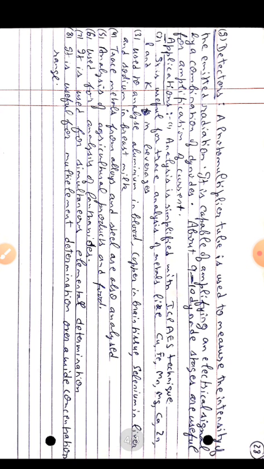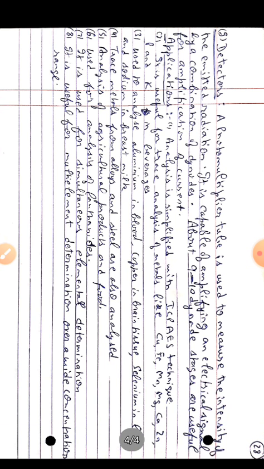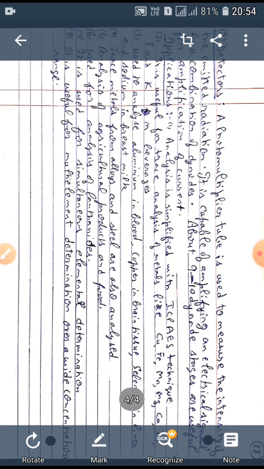Next is the detectors. For detector, a photomultiplier is used to measure the intensity of the emitted radiation. It is capable of amplifying an electrical signal by a combination of dynodes. About 9 to 10 dynode stages are useful for amplification of current. This is the instrumentation used in inductively coupled plasma atomic emission spectroscopy.